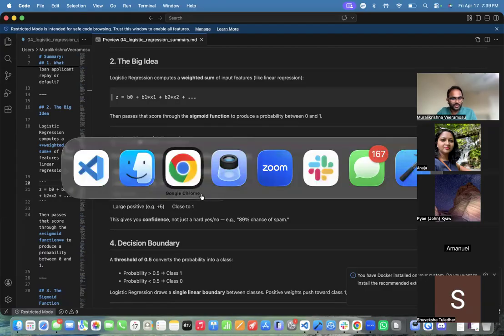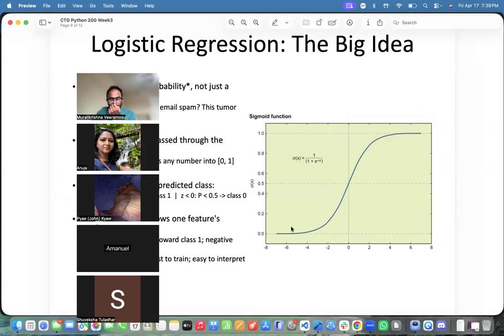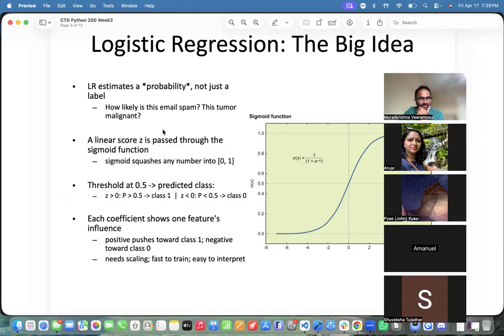I can show you the sigmoid function graph. So this is a sigmoid function graph. If the value is negative, it is close to 0. If the value is positive, it is close to 1. If the value is near 0, it is 0.5. This is the sigmoid function on the y-axis, and on the x-axis, the z is there, right?